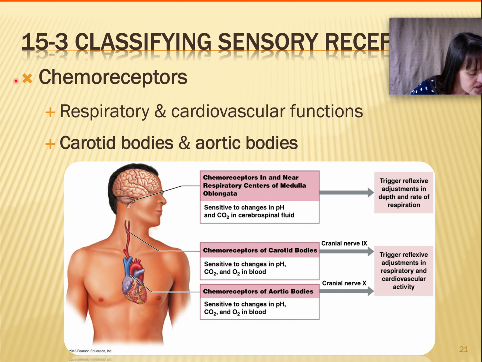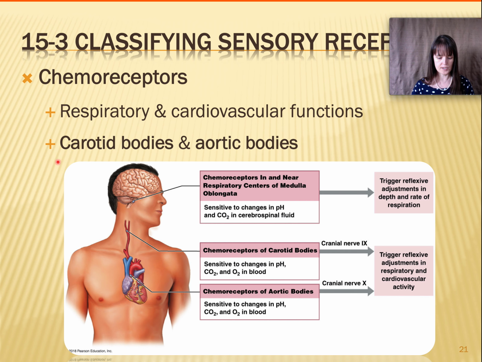They monitor changes in chemical composition of interstitial fluid, which is the extracellular fluid, plasma, which is the fluid portion of the blood, and CSF, which is the fluid in the ventricles and subarachnoid space and central canal. The chemoreceptors adapt within seconds. It informs ANS control of respiratory and cardiovascular function, but does not reach conscious perception. So you're not aware of these, but your body responds to them.